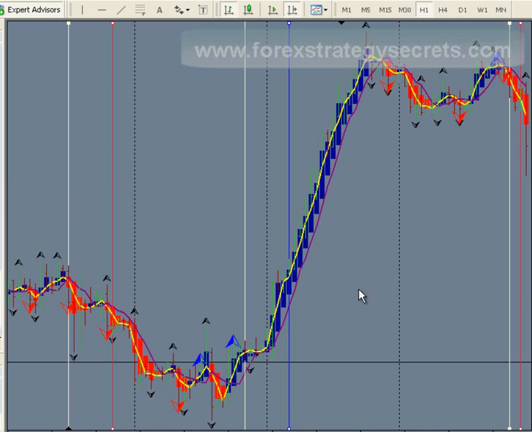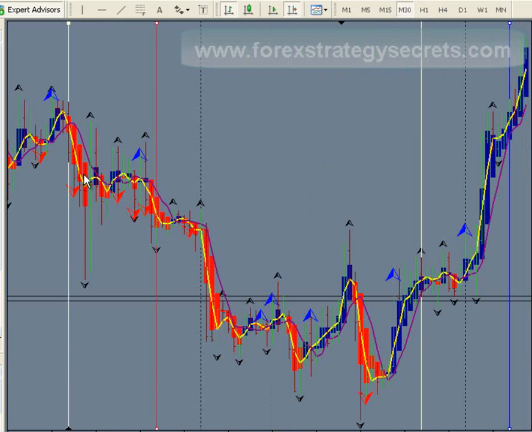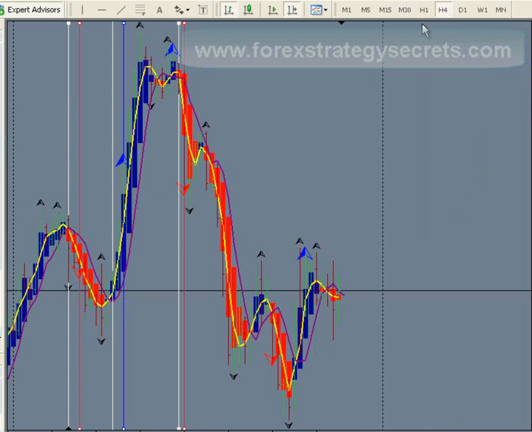Then we move along and go to the 30-minute. You can see some other entry signals on the 30-minute. A little choppier, harder to read, but it was still a good entry signal. Let's go back to the 4-hour.